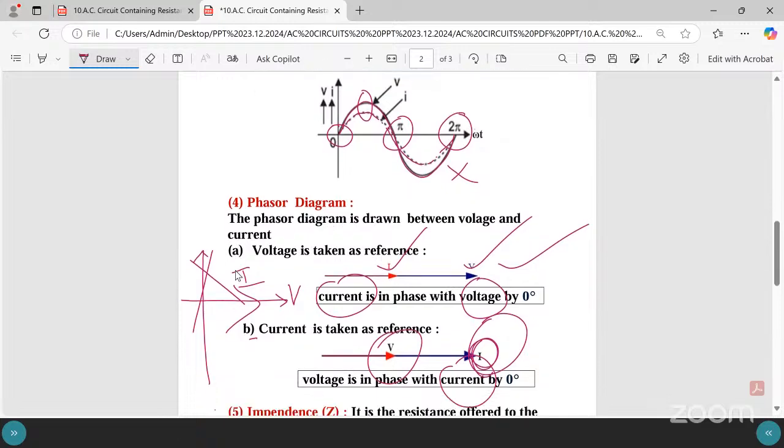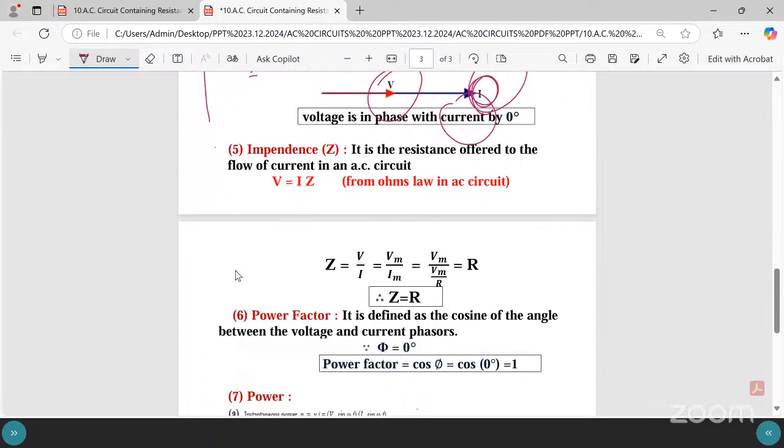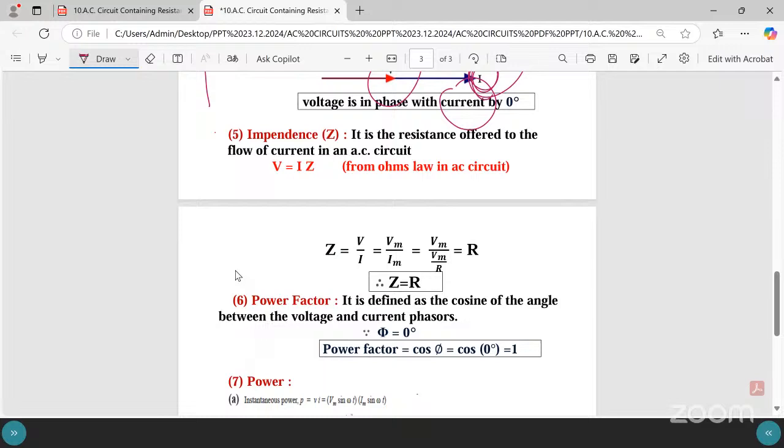How many topics totally? 7. Now impedance. V is equal to IZ. What is this formula for? Ohm's law in AC circuits. V is equal to IR is Ohm's law in DC circuits. V is equal to IZ is Ohm's law in AC circuits.